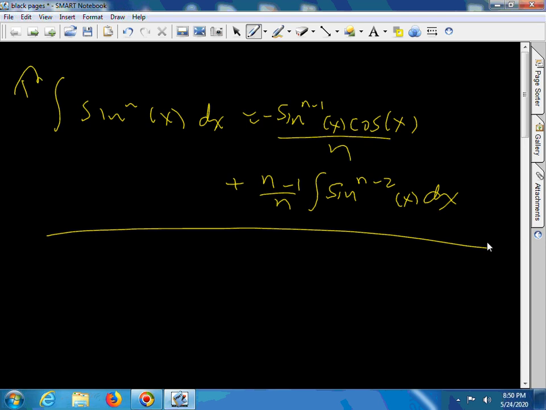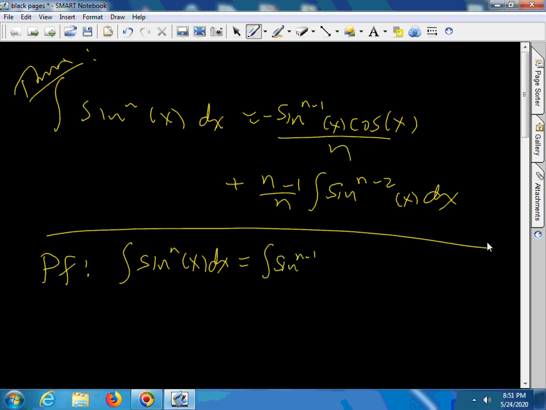So this is a theorem. Now, not all of these reduction theorems are proved by integration by parts, but this one is. Okay, so here's the proof. We have the integral of sine n of x dx, and I'm going to break off one sine x. This is equal to the integral of sine n minus 1 of x times the sine I broke off dx.